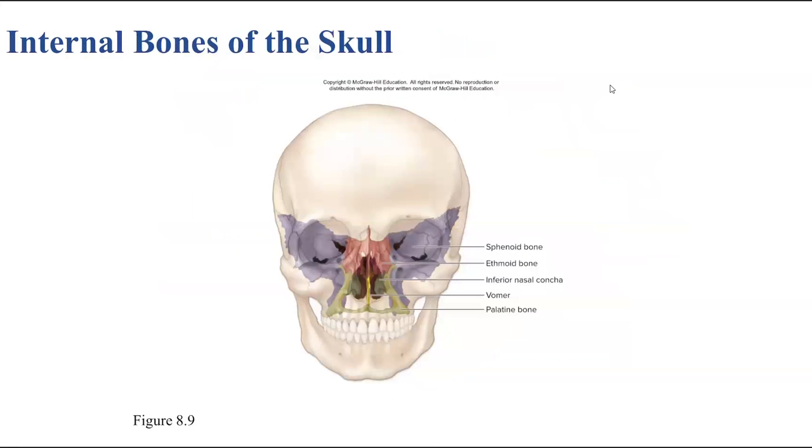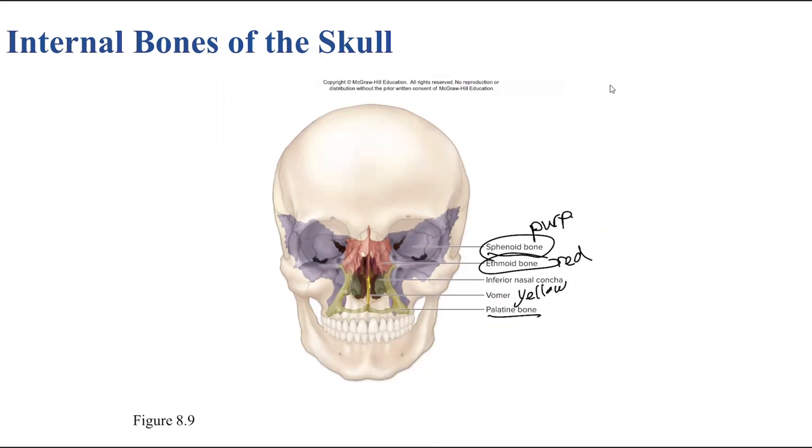Okay, so internal bones of the skull. Here's another picture trying to show you the sphenoid and the ethmoid. Here's the sphenoid. It's the purple one, right? The ethmoid is the one that looks red. The vomer is yellow.